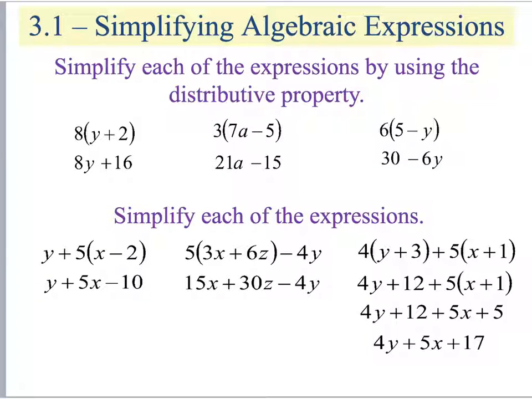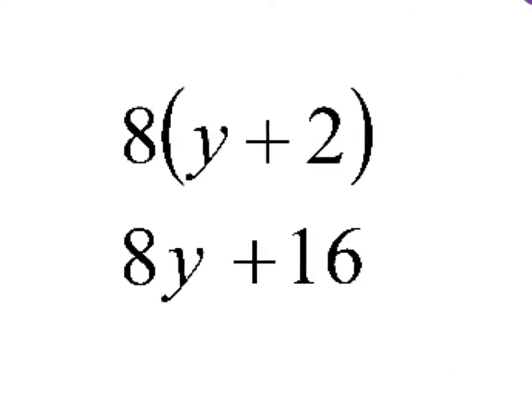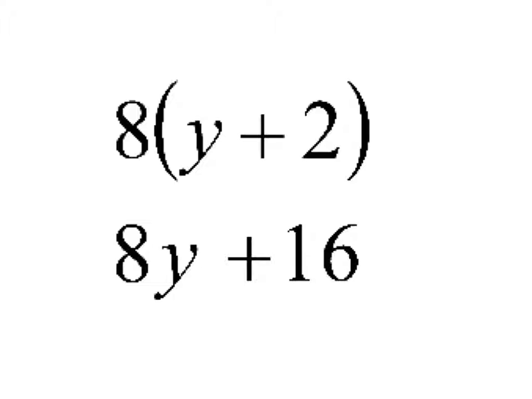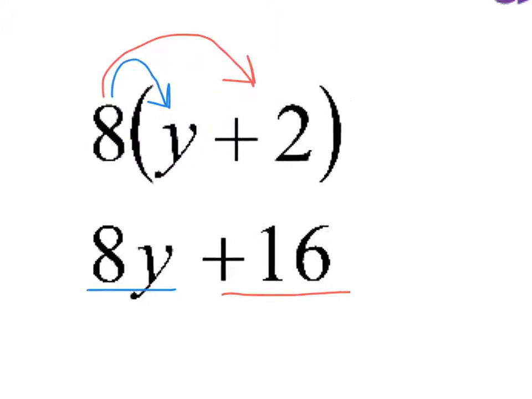So now it's asking us to simplify each of these expressions by using our distributive property. And again, we can't just distribute to 1, so we're going to distribute to the 8y, and then we're also going to distribute to the 2. So that means our 8y times y is going to give us 8y squared, and 8 times 2 is going to give us a positive 16.